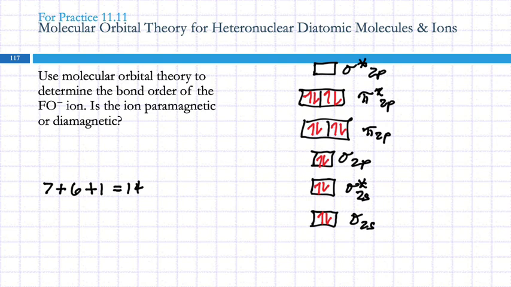What's the bond order? This is bonding, this is bonding, this is bonding. Antibonding and antibonding. So in the bonding orbitals, 2, 4, 6, 8 electrons. In the antibonding orbitals, 2, 4, 6. 8 minus 6 is 2, over 2 is 1, so the bond order is 1.